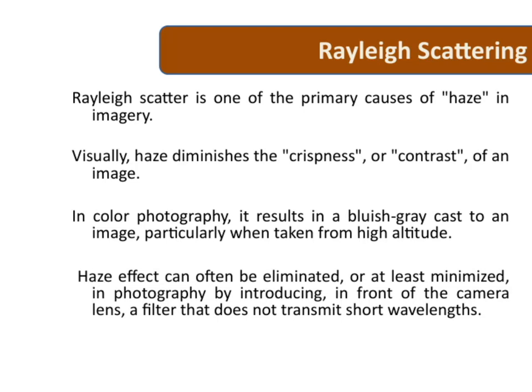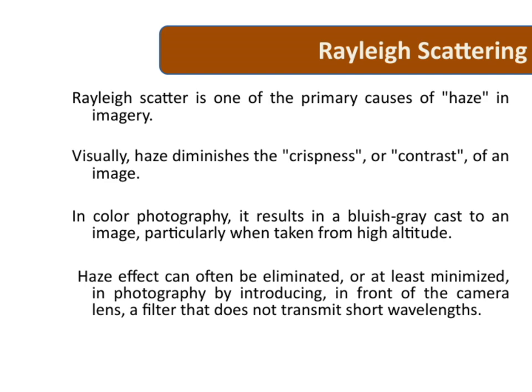Rayleigh scattering is a key factor in creating haze in images. When light interacts with tiny particles in the atmosphere, it scatters, and this scattering is what causes that hazy appearance. Visually, you'll notice that haze reduces the crispness or contrast of a photo, making details less sharp. In color photography, especially when taking pictures from high altitudes, this scattering often gives the image a bluish-gray cast. It's that subtle, often unavoidable discoloration caused by the atmosphere's effect on the light reaching the camera.